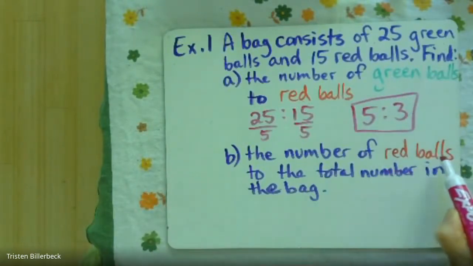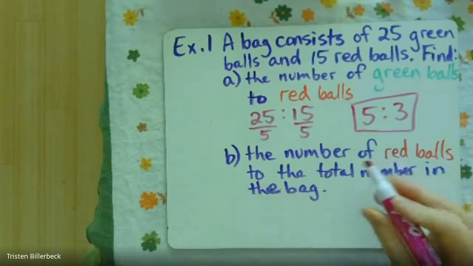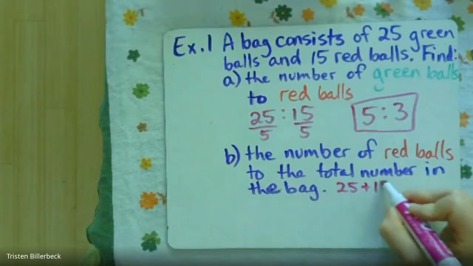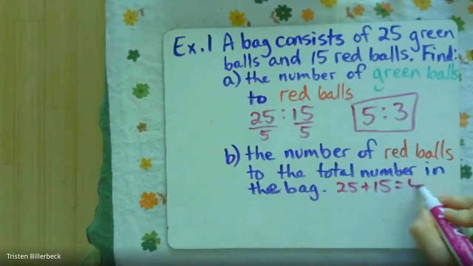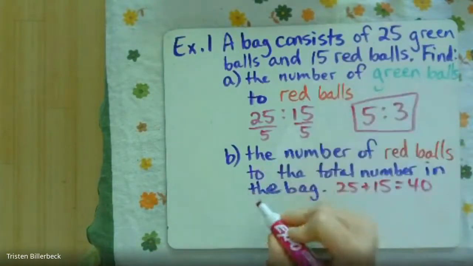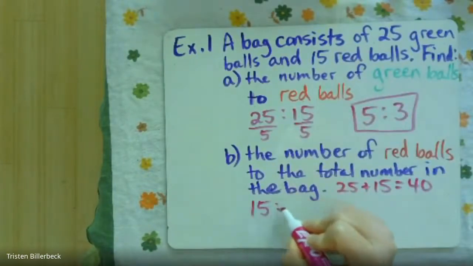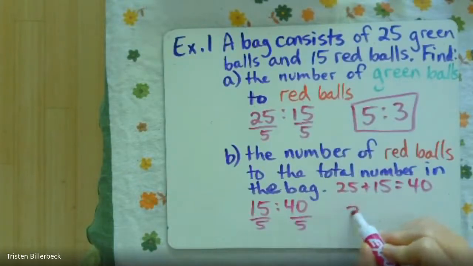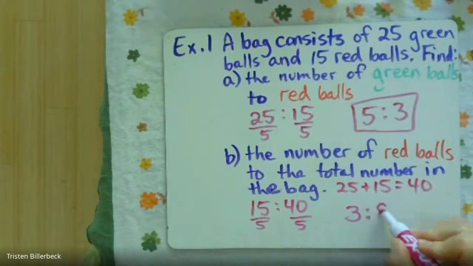Now the number of red balls to the total number in the bag. Well, we have to add to get the total number in the bag, so that equals 40. So we are doing red balls, which are 15, to 40, which is the total number of balls in the bag. Again, they're both divisible by 5, so we have a ratio of 3 to 8.